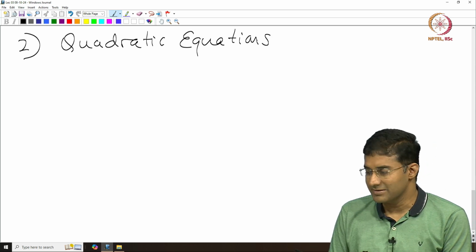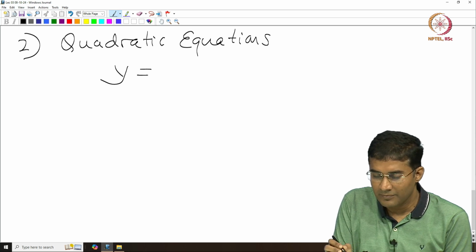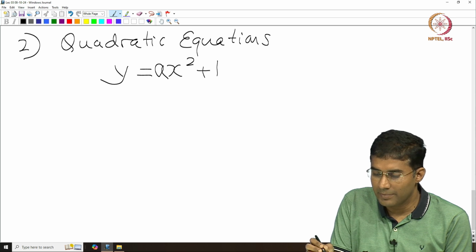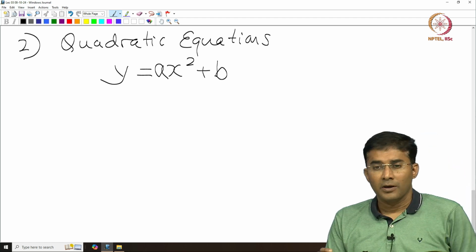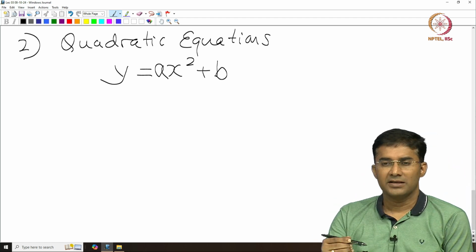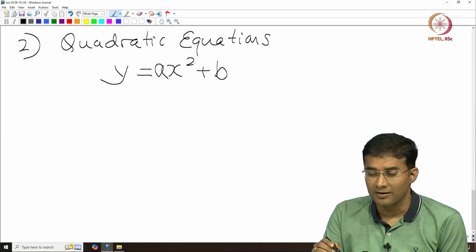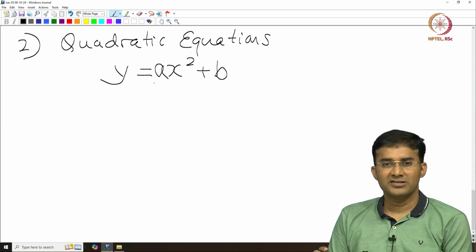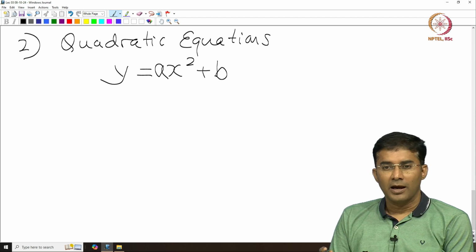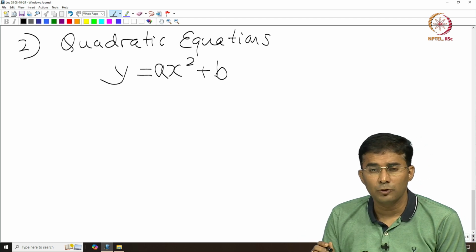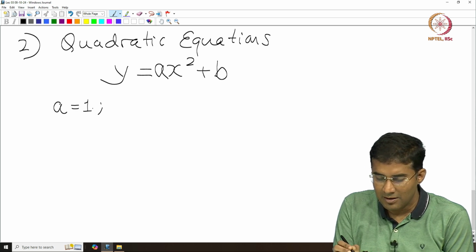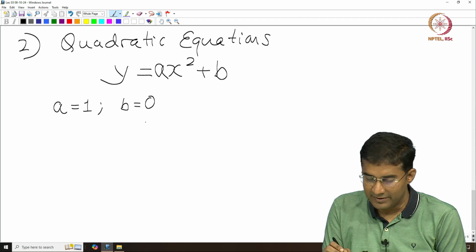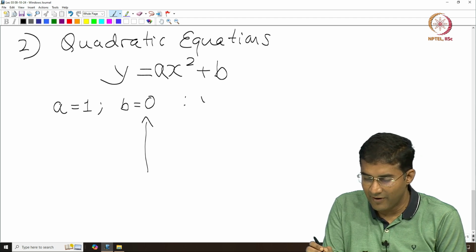So, quadratic equations are generally of this form: y = ax square plus b. So, y basically now depends as a quadratic function of x square with some coefficient a and with some constant b. Again, it is useful to be able to plot some of the basic curves. Let us consider a is equal to 1 and b is equal to 0. In this case, basically we have y is equal to x square.